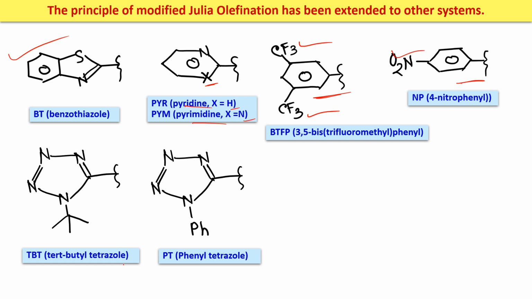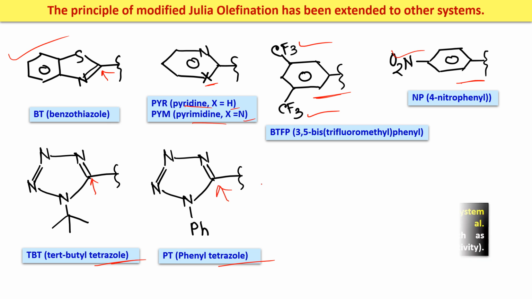And there is also a tetrazole system, 4 nitrogens in a single ring. That means you can understand how electron deficient it is, right? So tertiary butyl tetrazole, phenyl tetrazole. Our purpose is to make the heteroaryl system as electron deficient as possible, so that the negative charge on oxygen can attack this heteroaryl system at this point, right? So that is the purpose.